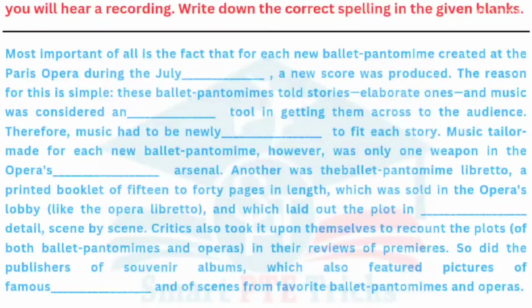Music tailor-made for each new ballet pantomime, however, was only one weapon in the opera's explanatory arsenal. Another was the ballet pantomime libretto, a printed booklet 15 to 40 pages in length, which was sold in the opera's lobby, like the opera libretto, and which laid out the plot in painstaking detail, scene by scene. Critics also took it upon themselves to recount the plots of both ballet pantomimes and operas in their reviews of premieres. So did the publishers of souvenir albums, which also featured pictures of famous performers and of scenes from favorite ballet pantomimes and operas.